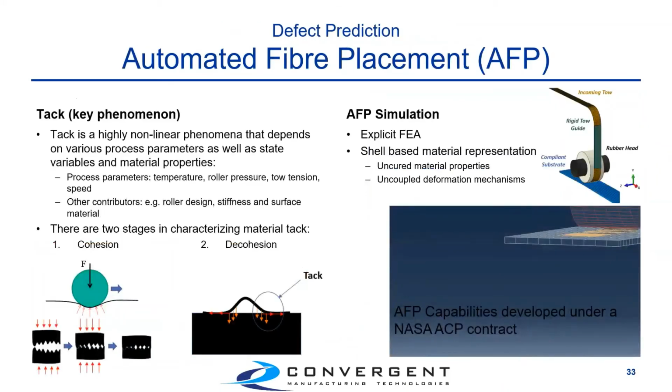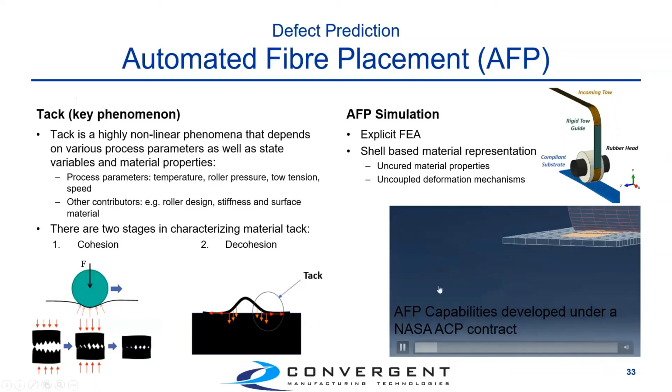The other one is the deposition processes. We know that a lot of defects that we see in the composite have roots in the deposition process. It can be the AFP process or the forming process. Fiber misalignment features can happen during the deposition, and those usually continue to exist in the part all the way to the final product. So it's very important to be able to predict these deposition defects, and one of them is AFP. These capabilities were developed under NASA's ACP program.